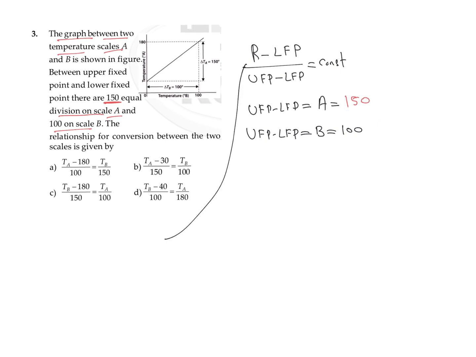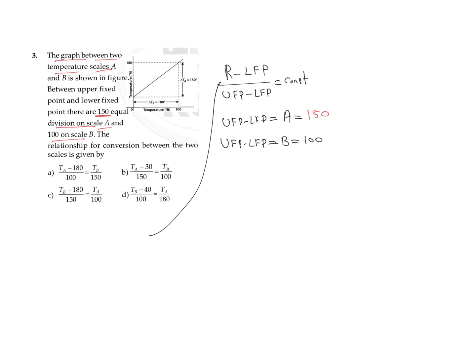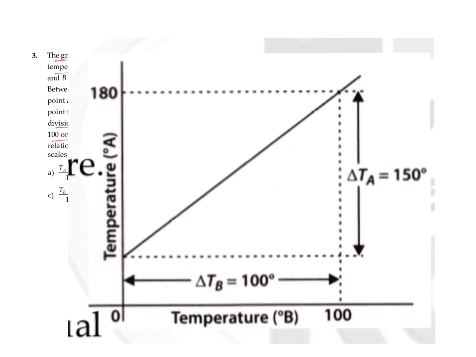Now we are going to use this relation. For scale A, from the graph we can observe that its upper fixed point is taken as 180, and for B its upper fixed point is taken as 100, and its lower fixed point is taken as 0. So for the first temperature scale, we can write its reading TA minus its lower fixed point. Just observe what is the value of the lower fixed point in A. For that purpose we can just observe this diagram once again.